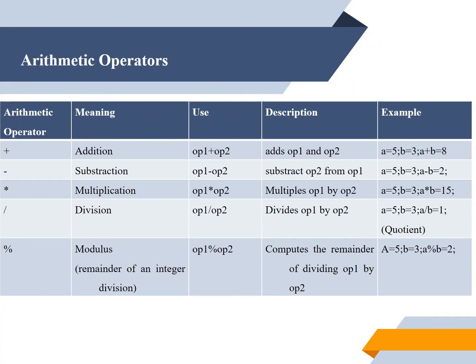These are the arithmetic operators: plus, minus, into, division, modulus. Modulus is a remainder operator which returns the remainder. If a has the value 5 and b is 3, then a + b becomes 8, a - b becomes 2, a * b becomes 15, a / b becomes 1, it returns the quotient, and a % b becomes 2, that is the remainder.